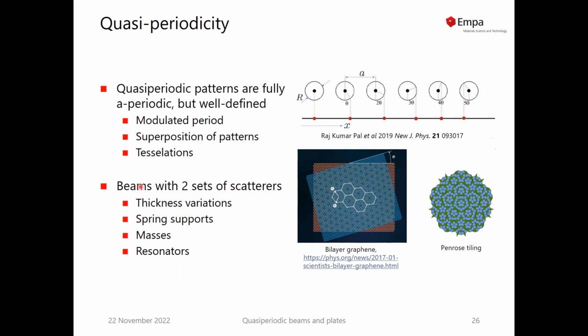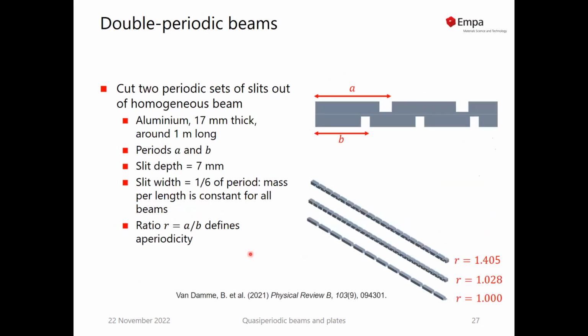So if we talk about 2 sets of scatterers, like these overlapping graphene layers here, we can think of beams that have 2 sets of thickness variations. Both sets are periodic, but when we overlap them, they become quasiperiodic. But we can do the same thing with spring supports, masses, or resonators. I will give an example of a beam with 2 sets of thickness variations and show what kind of effects this has. So this is a setup.